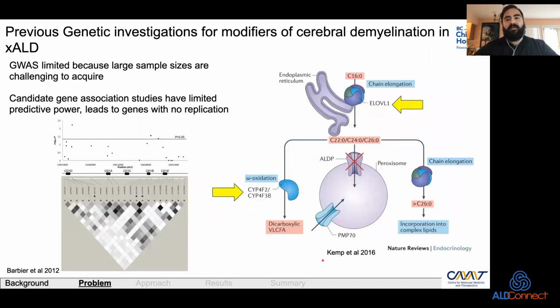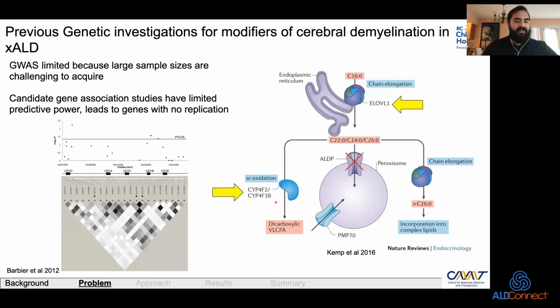Now, there have been several genetic investigations to try and find modifiers of demyelination in XALD. A genome-wide association study, where we essentially look at all of the candidate genetic loci, has been limited because large sample sizes are needed and they're very challenging to acquire, especially for a rare disease such as adrenoleukodystrophy. Candidate gene association studies have been done, and they are limited because there's very limited replication of the different genotypes which are identified.